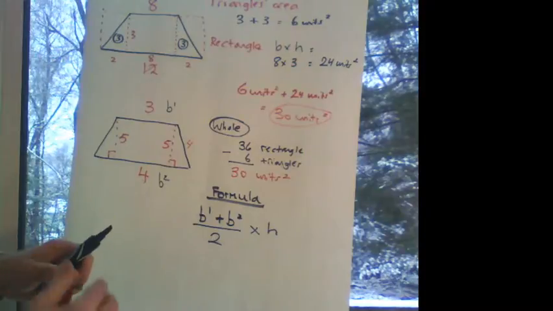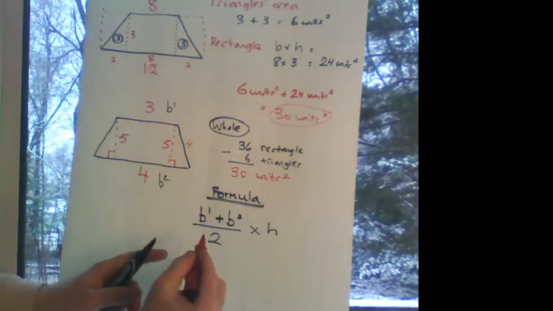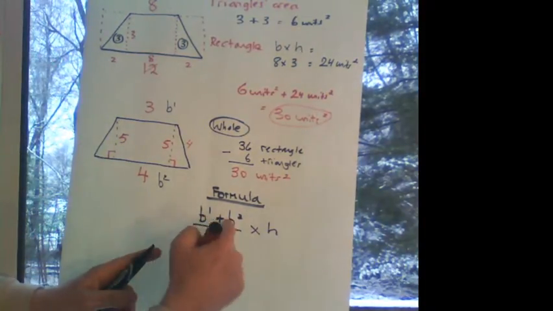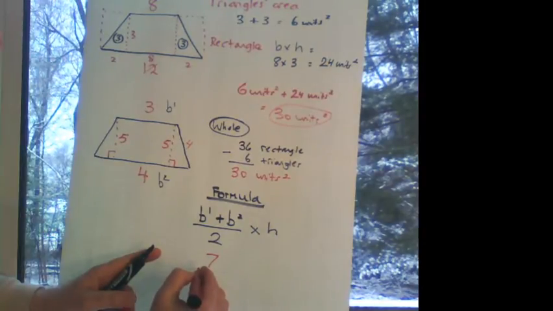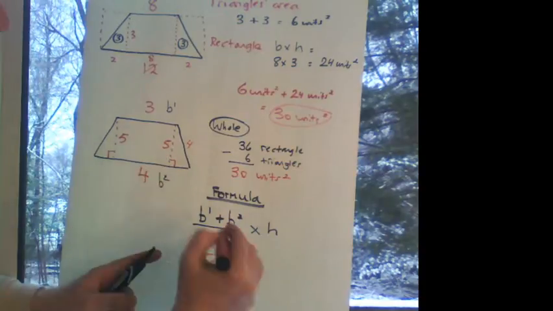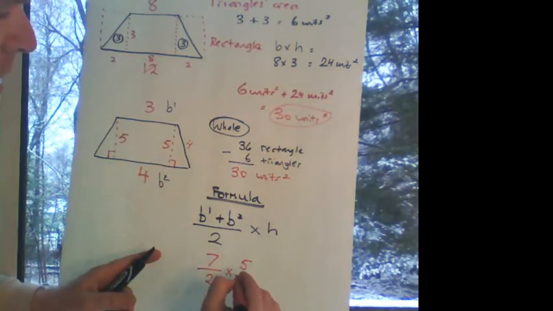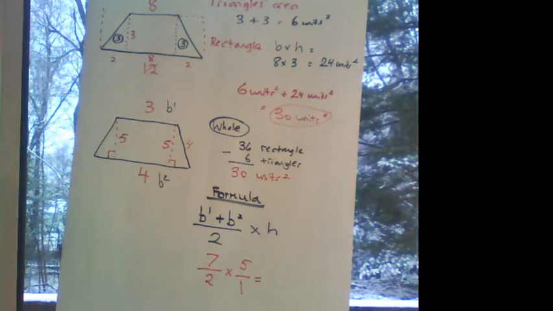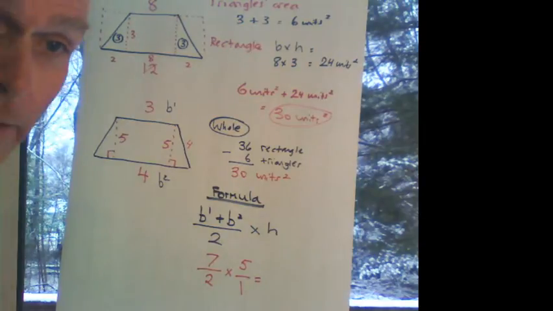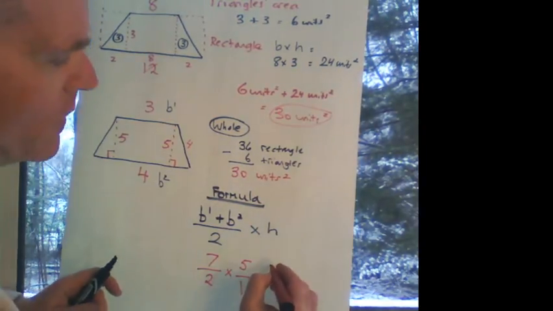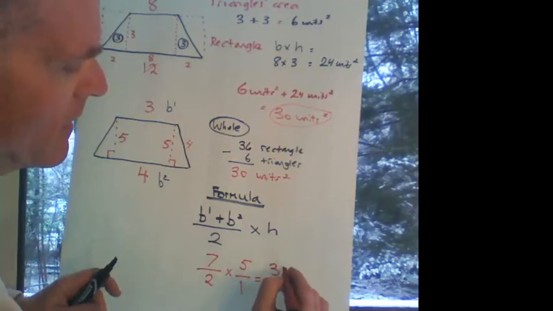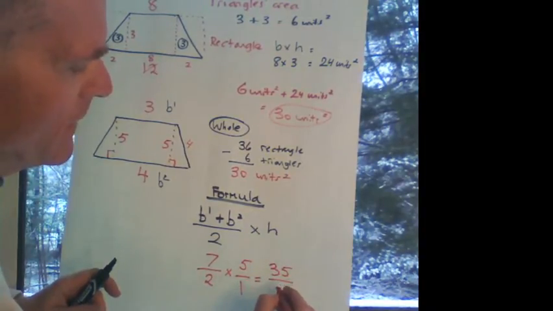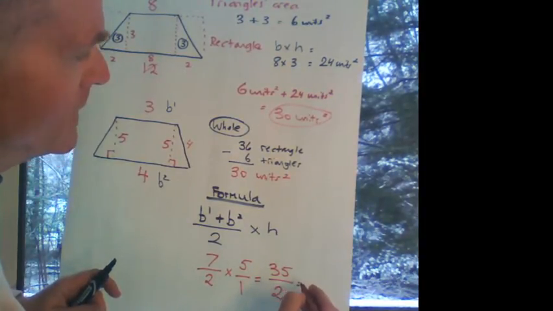Okay, so let's add them together. 3 plus 4 is 7. That's our base 1 plus base 2. We're going to divide by 2, and we're going to multiply that by the height, which is 5 over 1. All right. So we look to see if we can cross simplify. Unfortunately, we can't with these numbers. So we just go for the big numbers, which are not too big. 35 divided by 2.